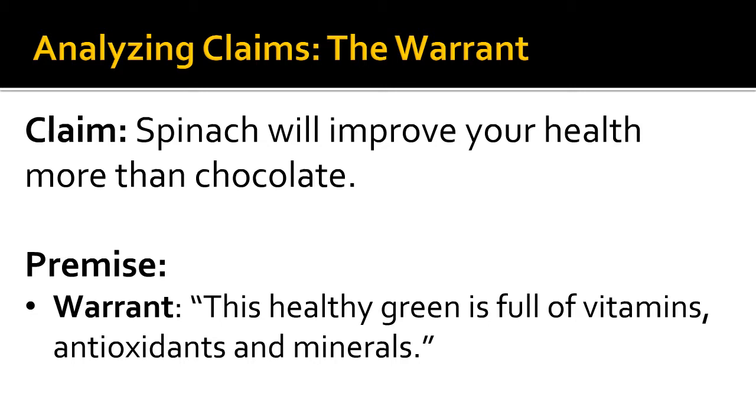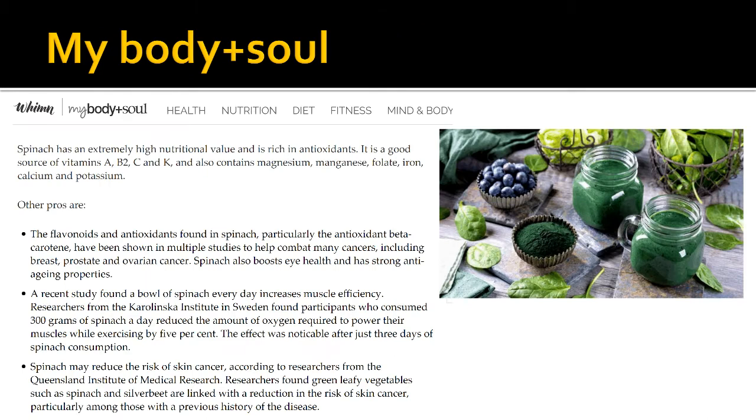Let's now take a look at one example of a warrant provided by a website that used the second best quality backing, a comparison of results across several prior studies examining the health benefits of spinach. The My Body and Soul website provides several explanations for why spinach improves health beyond the definitive claim that it contains important nutrients. They summarize study findings showing positive relationships with eyesight and muscle efficiency. They also cite negative correlations with the risk of cancer and aging.